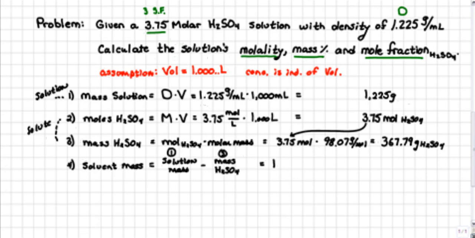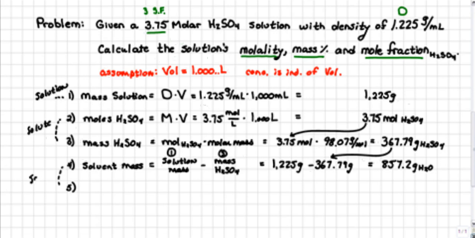So we've got 1,225 grams of solution, and we subtract from that that part of it that is only sulfuric acid, which we calculated right here, 367.79 grams, and we get the mass of just the water, which comes out to be 857.2 grams of water. What we have here is a little bit of information about the solvent, and we're going to continue with the solvent in step number 5.